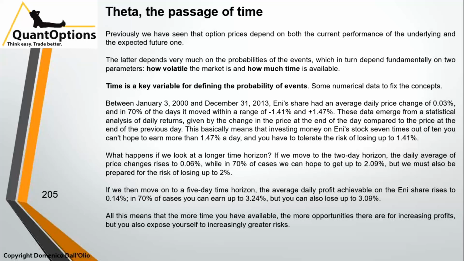If we then move on to a 5-day time horizon, the average daily profit achievable is 0.14%, and 70% of the time you can earn up to 3.24%, but also lose up to 3.09%. All this means that the more time you have available, the more opportunities there are for increasing profits, but you also expose yourself to increasingly greater risks.